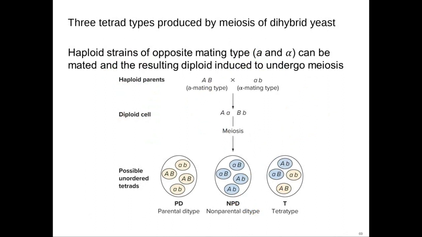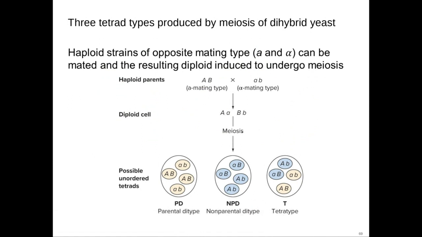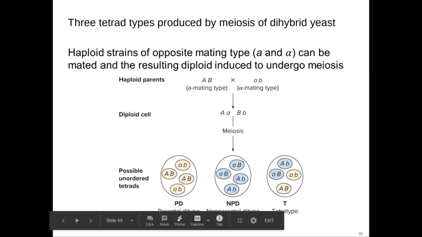Now we can also look at what we call, there's three distinct tetrad types in a dihybrid yeast. Now haploid strains of opposite mating type, so A and alpha, can be mated and the resulting diploid can undergo meiosis. So if we have haploid parents, big A, big B, and little a, little b, so A type and alpha mating type, the diploid cell is heterozygote, which undergoes meiosis to produce what we call the non-parental ditype, little a, big B, little a, big B, big A, little b.